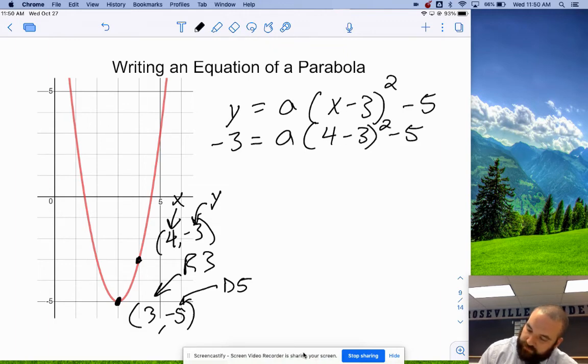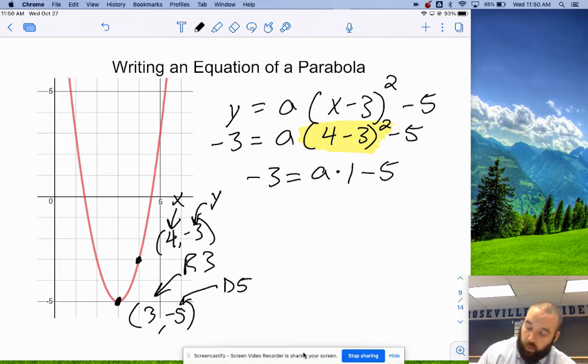So now if I start to simplify this, especially this part, this is the part that's going to make this easy for me. 4 minus 3 and then square it. Okay, well 4 minus 3 is 1, and 1 squared is 1. So what this becomes is -3 is equal to a times 1 minus 5. Or you could just say -3 equals a minus 5. Now I can clearly solve for a by just adding 5 to both sides. And that tells me 2 is my a value.